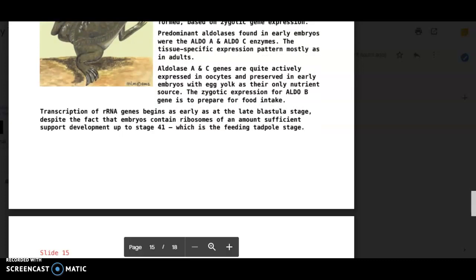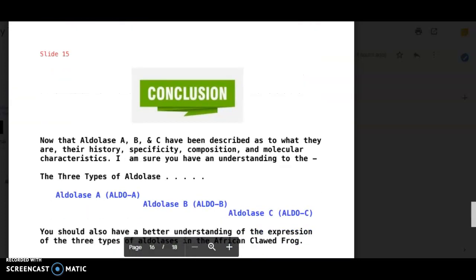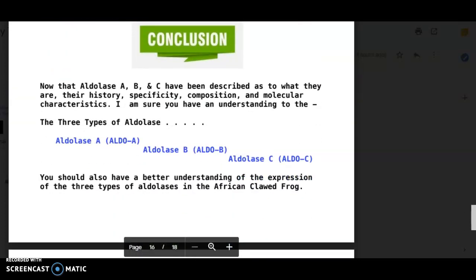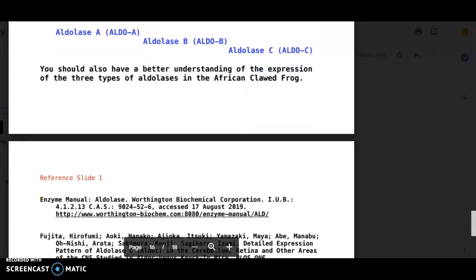Well, thank you for joining me. I'm going to go back through my references. There's a conclusion. We talked about the different topics of what aldolases are and the 3 different types. And we also talked about the African clawed frog, the actual example of that.